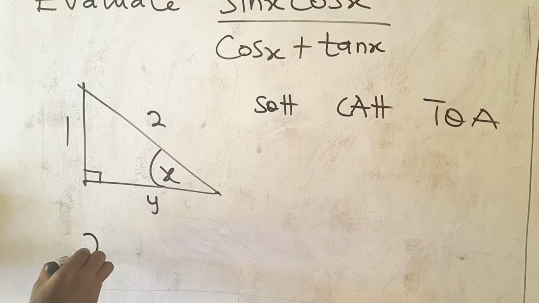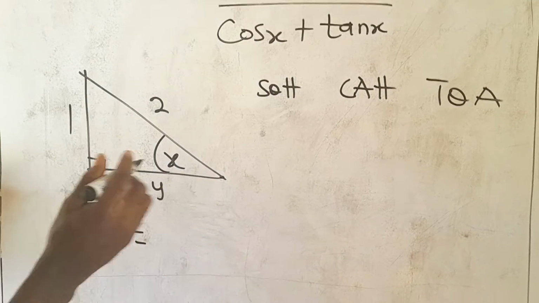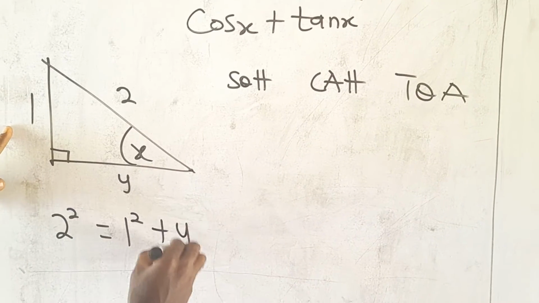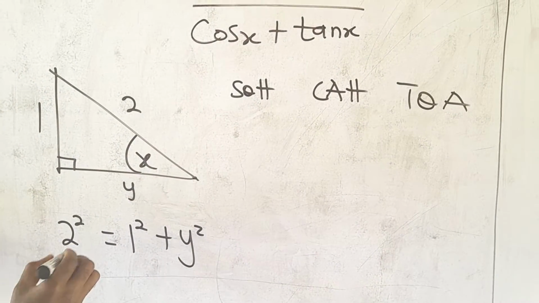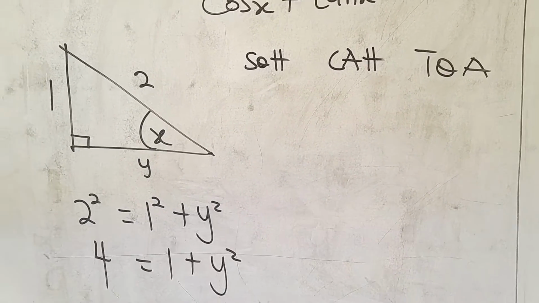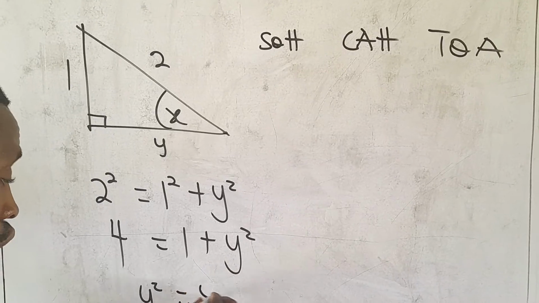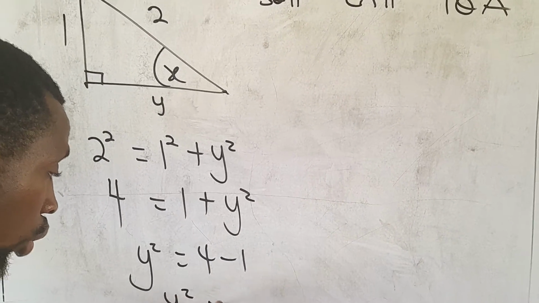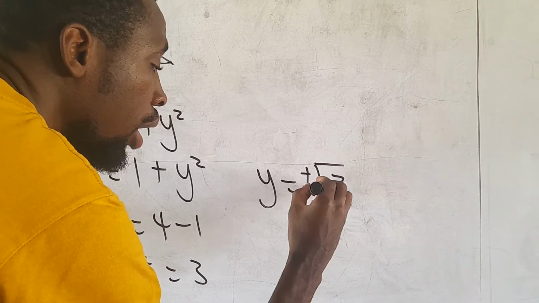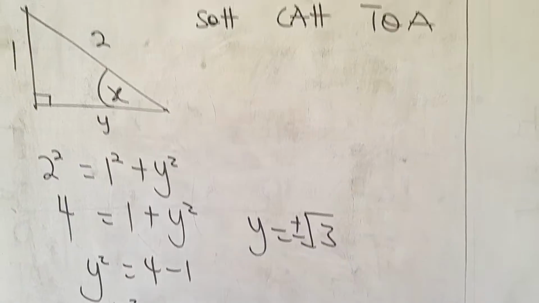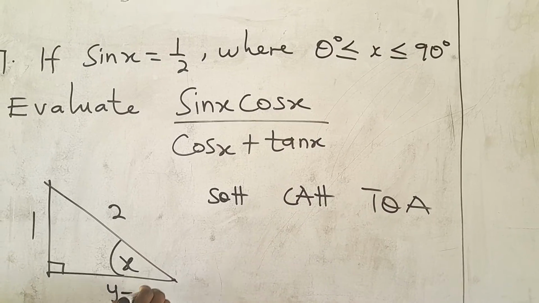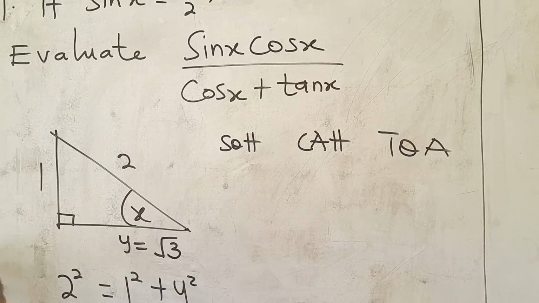So from Pythagoras theorem, the hypotenuse square is equal to the sum of the squares of the other sides. So 1 square plus y square. 2 square is 4, 1 square is 1, plus y square. So our y square will be equal to 4 minus 1. y square will be equal to 3. So our y will be equal to the square root of 3. Remember, plus or minus. However, since x is found in the first quadrant, we just take the positive. So y will be equal to root 3.